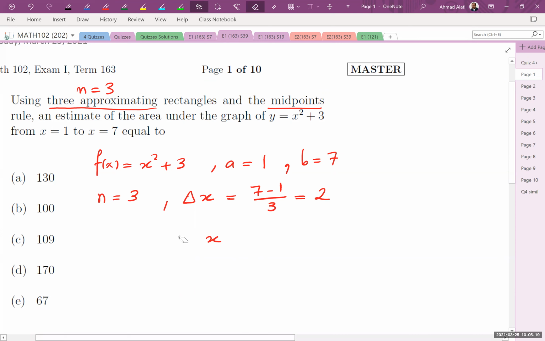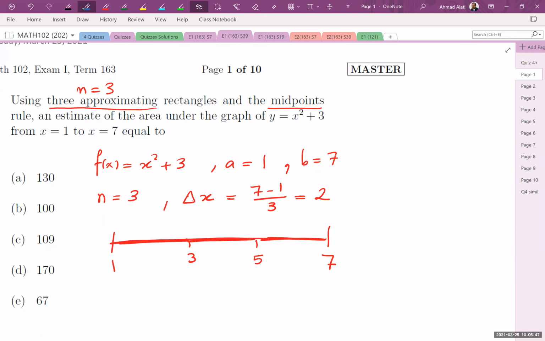But here, I believe that I told you that it is easier to draw the number line from 1 to 7. Then you have delta x. So the next step after 1, add 2. What will you have? You will have 3. Add 2, you will have 5. So now these are the 3 rectangles. This is the first one, this is the second one, this is the third one.